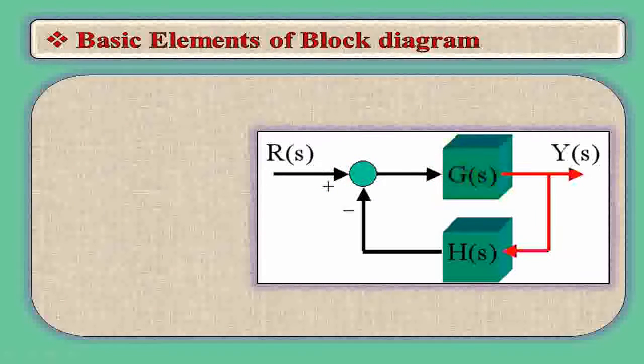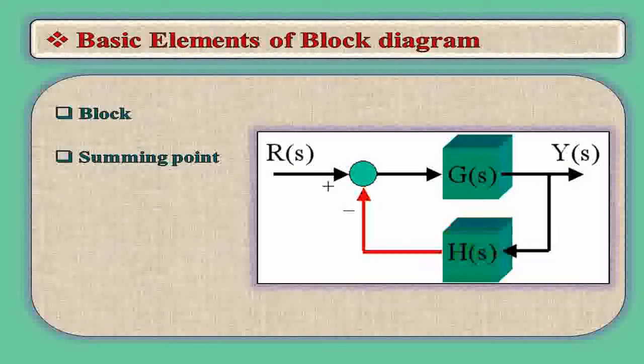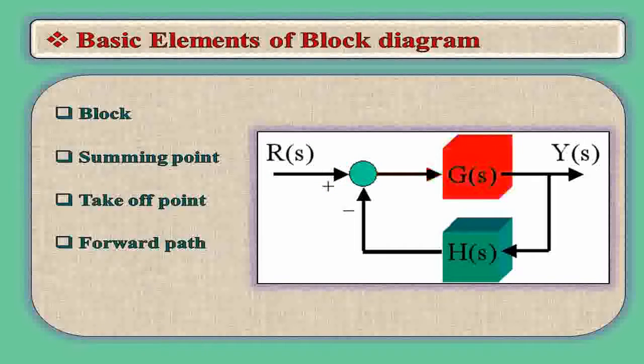Basic elements of block diagram. First one is block. Second one is summing point. Third one is take-off point. Fourth one is forward path. And fifth one is feedback path.